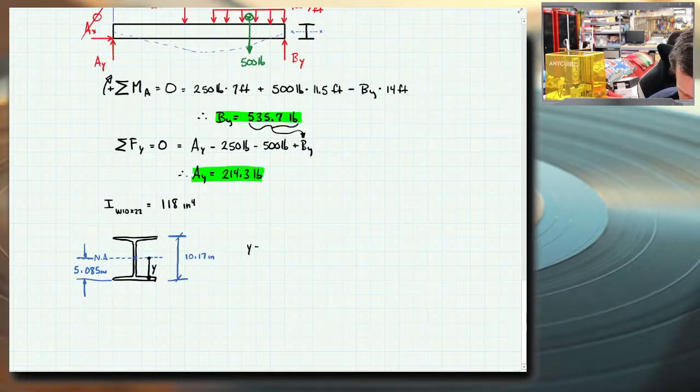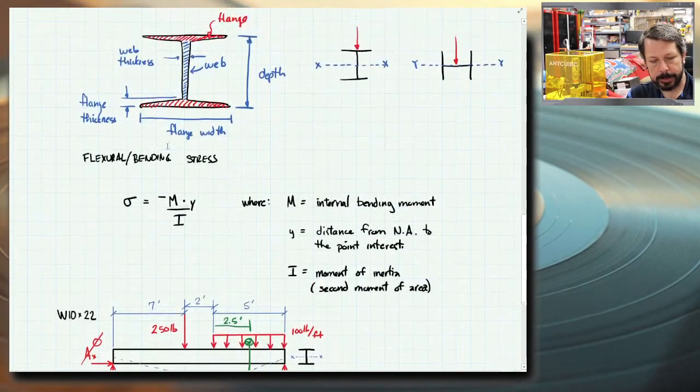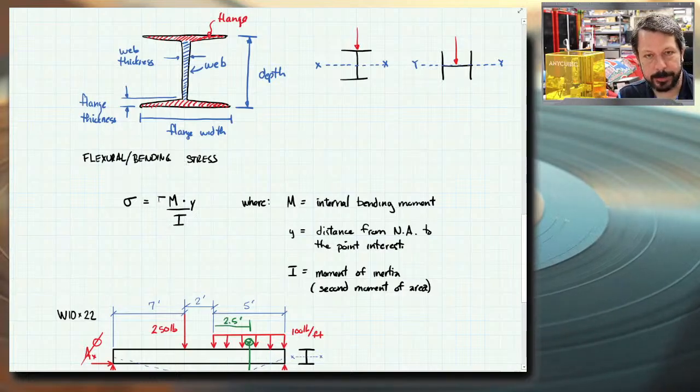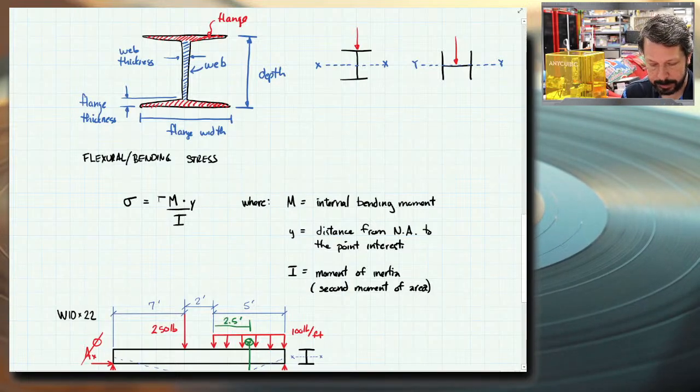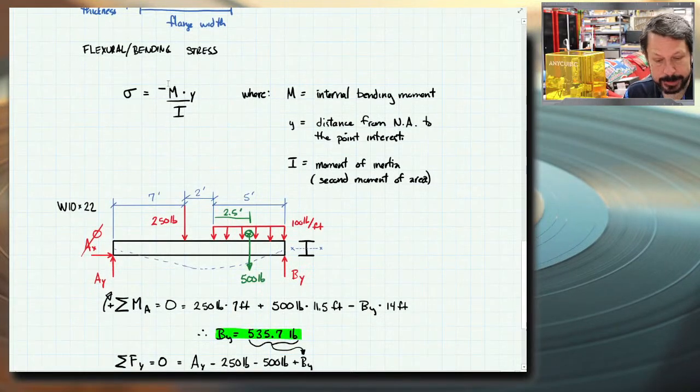So Y equals a negative, because I measured from my reference downwards, so it's a negative 5.085 inches. And so that negative sign, when we put it into our equation for flexural stress, it will interact with the negative sign in the equation itself to create a positive number, which tells us that the stress on the bottom of the beam is tension, which is what we expect for this beam. Assuming that M is going to be a positive number. So we do have to make sure of that.